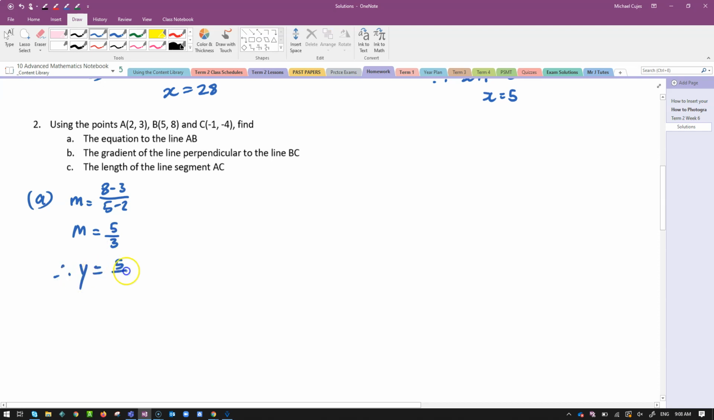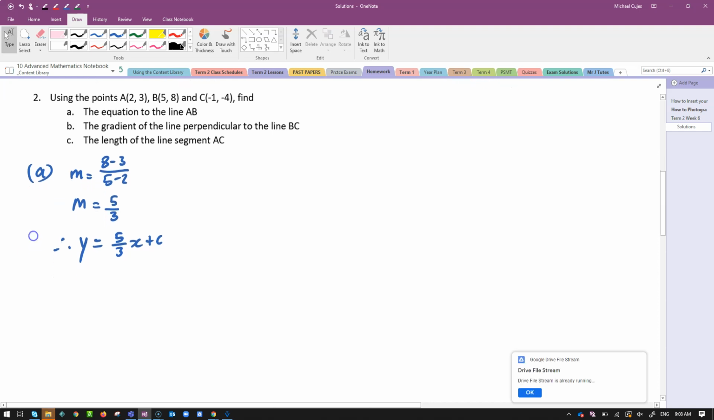Y equals 5 over 3x plus c. I'm not interested in that. I need to know that y-intercept. How am I going to do that? I'm going to substitute in one of the particular points. I can substitute in A or B. I don't care. Okay. Dry stream is already running. That's nice. I'm going to sub in 2, 3 to solve for C.